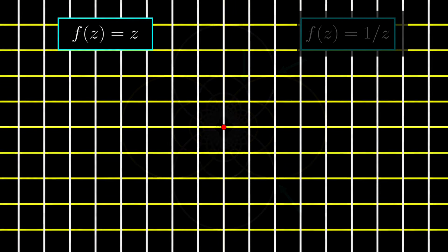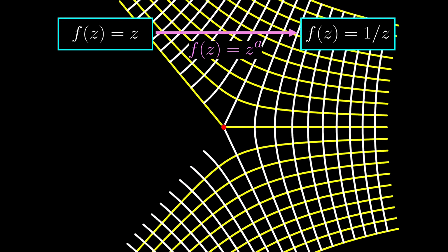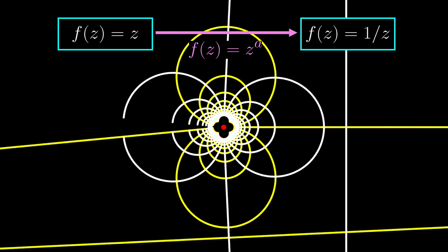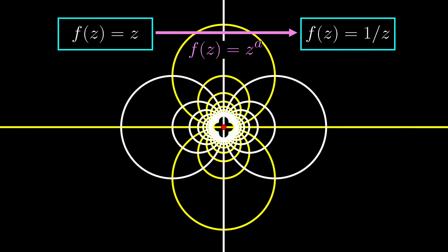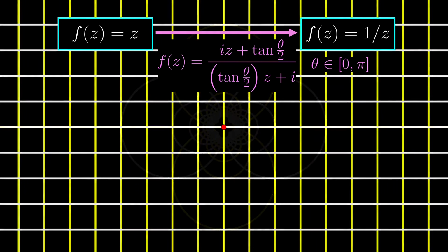But here is a meta question. The original grid can be thought of as the function returning z itself, but how did I smoothly transition from z to 1 over z? One possible choice is to let the exponent go from 1 to -1 smoothly, but this instead would be the transformation. So what did I do? The transformation I did was quite complicated. Here, theta changes from 0 to pi. But how did I come up with this?